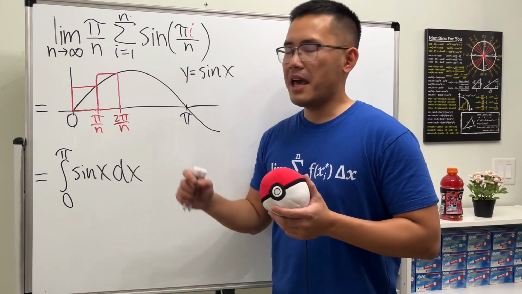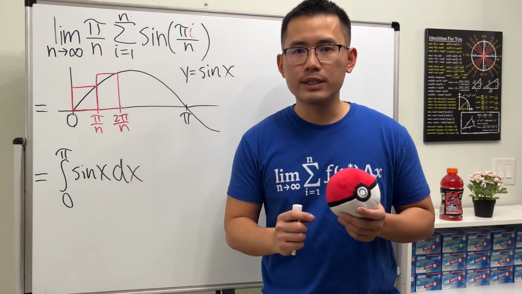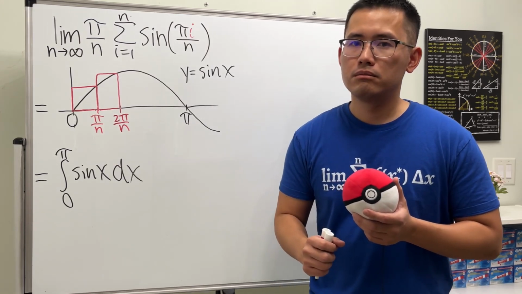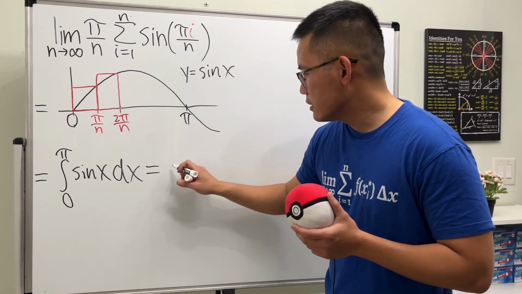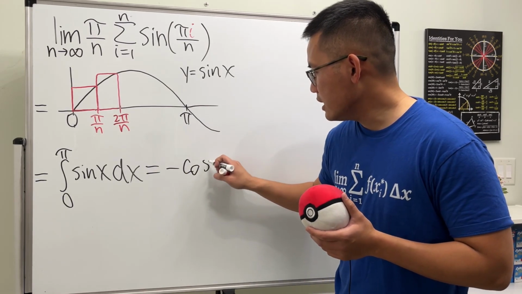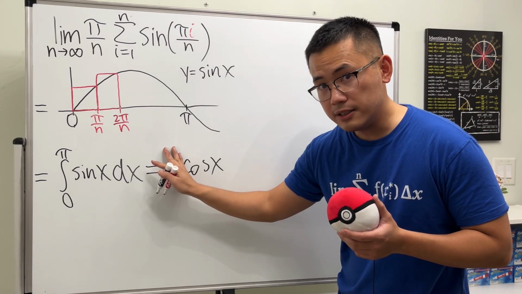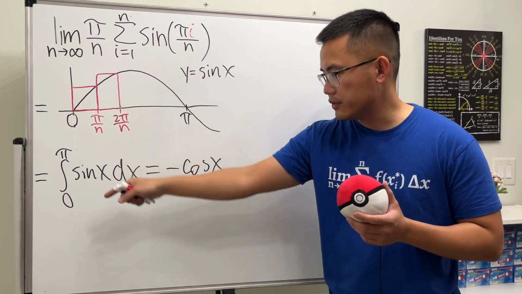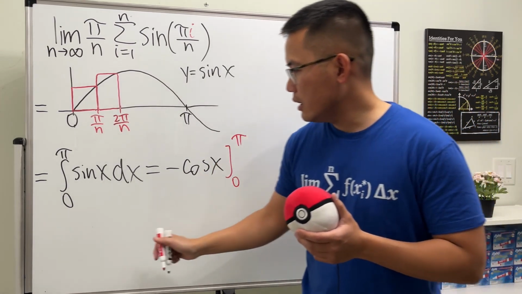To integrate sine x, we have to think about the derivative of what will give us sine x. Not just cosine, but negative cosine. Right? So this right here gives us negative cosine x, because the derivative of cosine x is negative sine x, and a negative times this negative gives you the positive. Okay, and then we can now just go from 0 to pi and put it in.